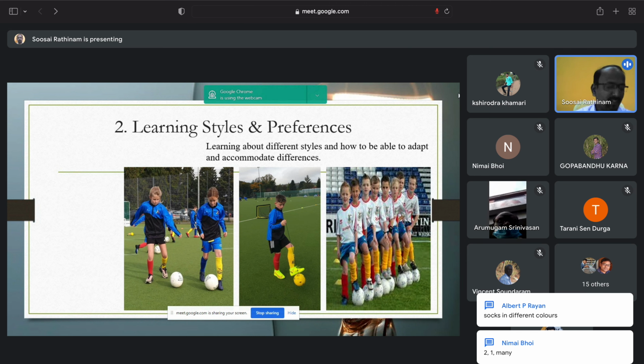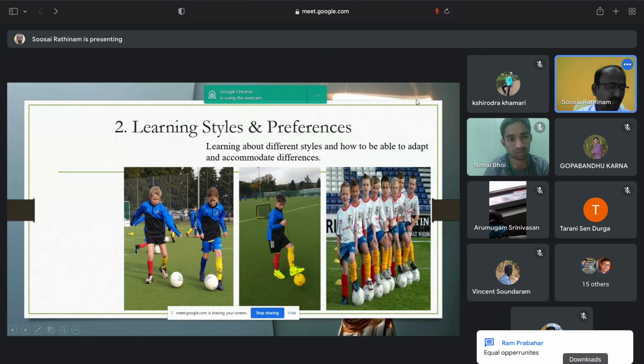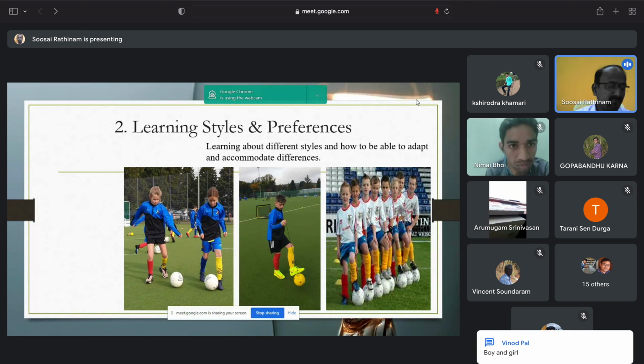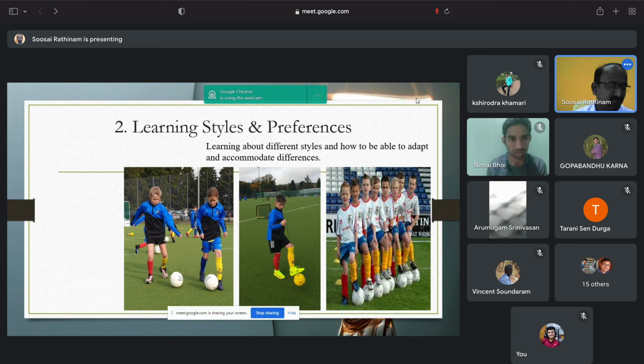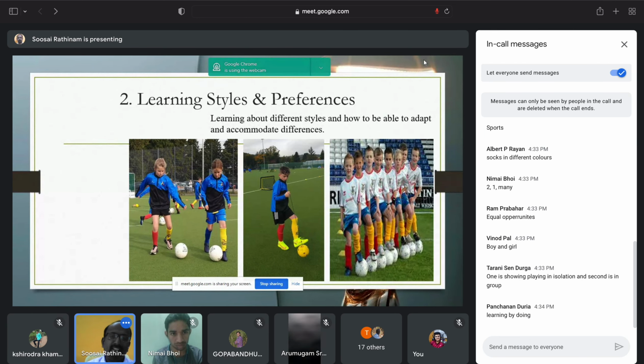Two, one, many. Okay, there's one boy. Equal opportunities. Okay, Ram Prabhagar says equal opportunities are given. Okay, boy and girl. Vinod Paul says boy and girl. One is showing playing in isolation and the second is in a group. Okay. Any other? Learning by doing? Okay. Einstein says learning by doing.